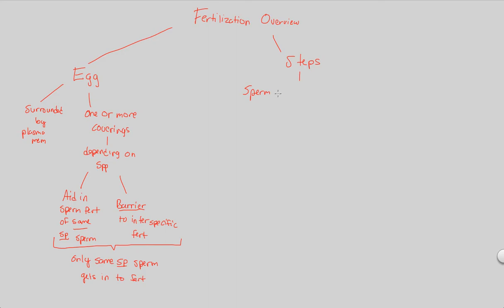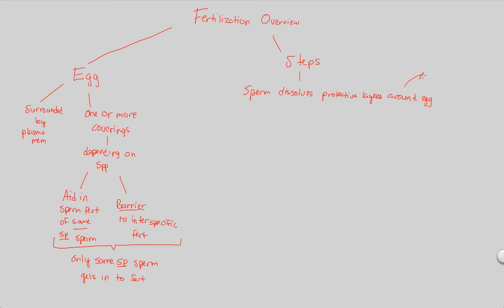We'll initially state that sperm is going to do the following. It will reach the egg, but it has to do something about these coverings. And the coverings are going to be dealt with by this following mechanism. The sperm actually dissolves the protective layers around the egg. Remember, those protective layers are there to ensure that the same species sperm fertilizes the same species egg.